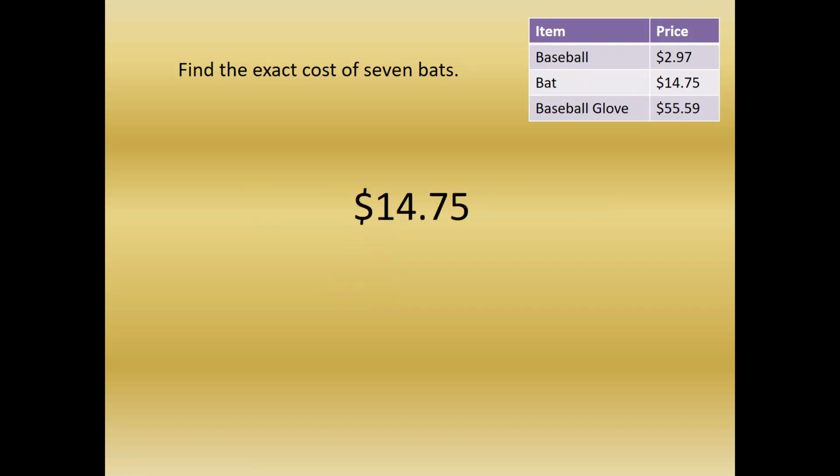A baseball bat is $14.75, and we're going to times that by 7. So 7 times 5 is 35, so 5 below, 3 on top. 7 times 7 is 49, plus 3 is 52, so 2 goes below and the 5 on top of the 4. 7 times 4 is 28, plus 5 is 33, so 3 goes to the bottom, 3 goes on top. 7 times 1 is 7, plus 3 is 10.